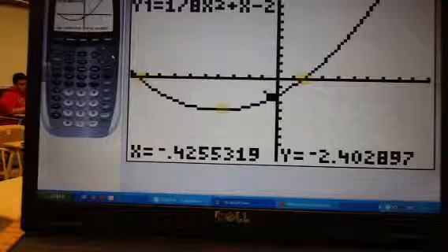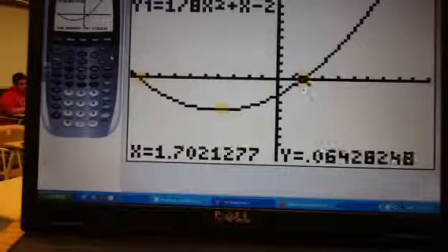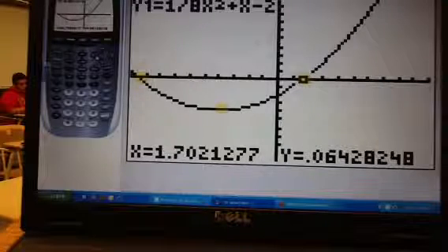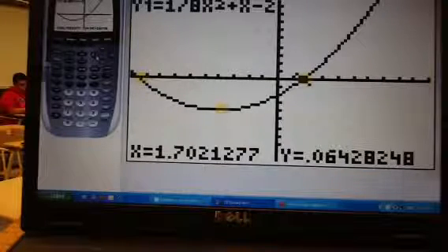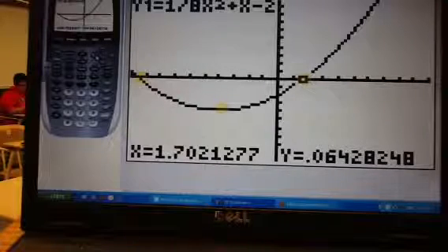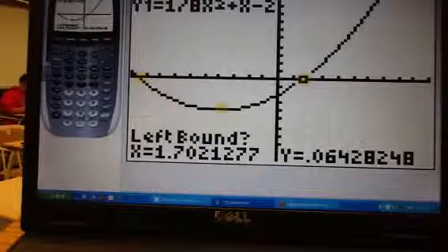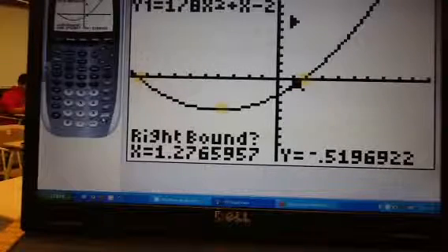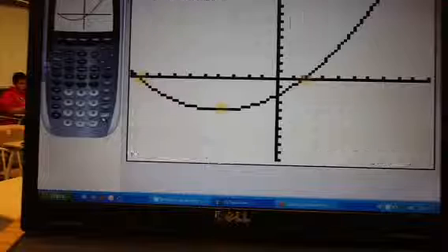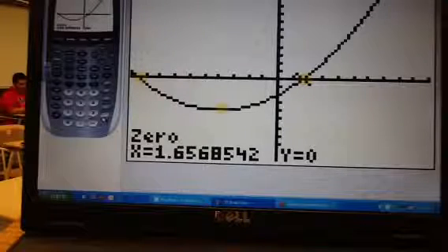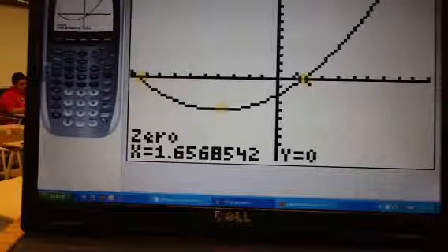So let's trace over to the other x-intercept. Remember, we have other words. It can be a 0. You may see it says a root or a solution, okay, because that's what it means. You're trying to find where it crosses the x-axis. So second trace, find the 0, left, right, and enter. So we get 1.7, 0. So my other point is 1.70.